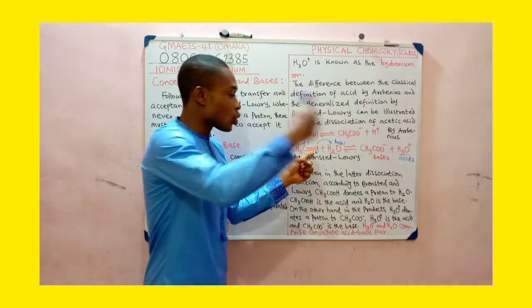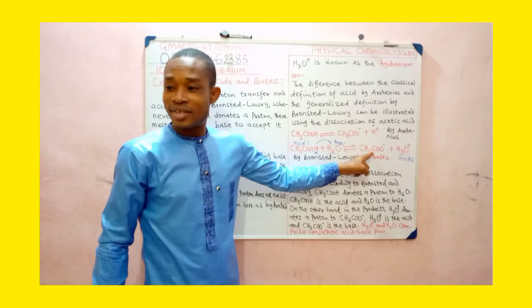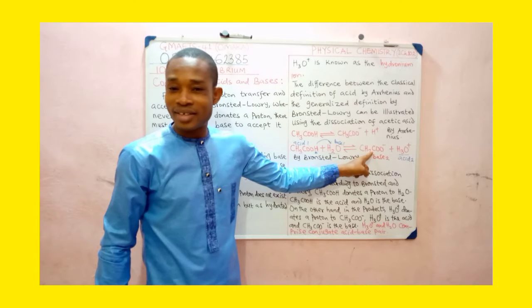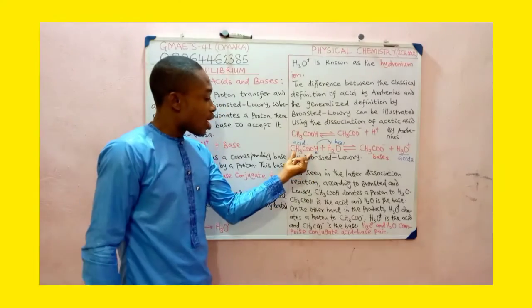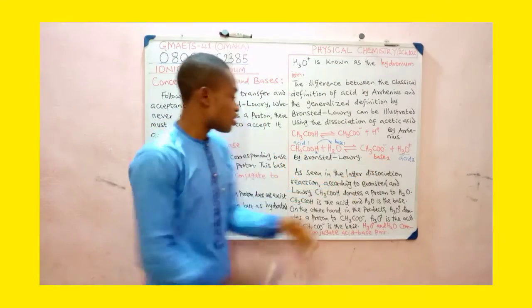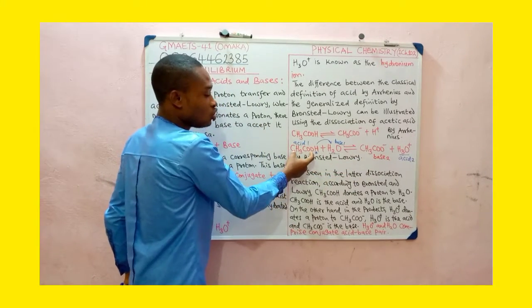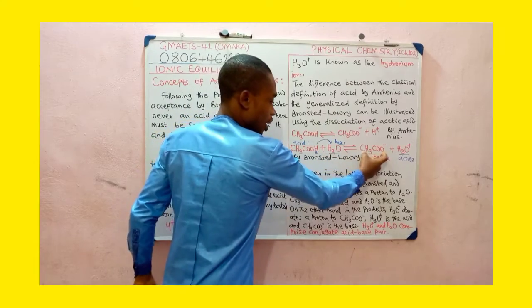Because this donated a proton, it gave us this base here. That is the conjugate base, right? So you can see now, acid base pair. So this will give this acetic acid, and the acetate ion will give us our conjugate acid base pair.